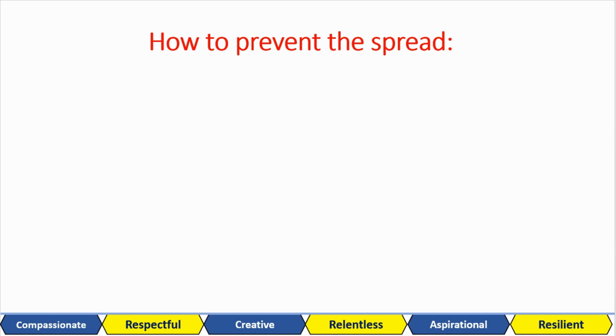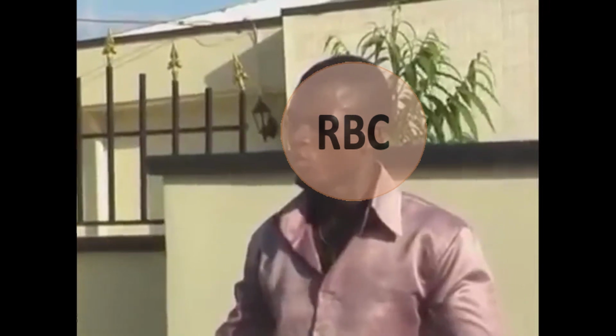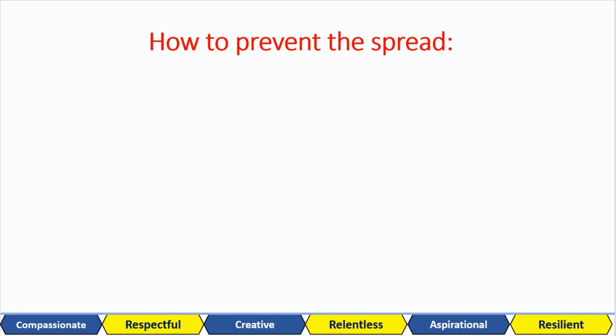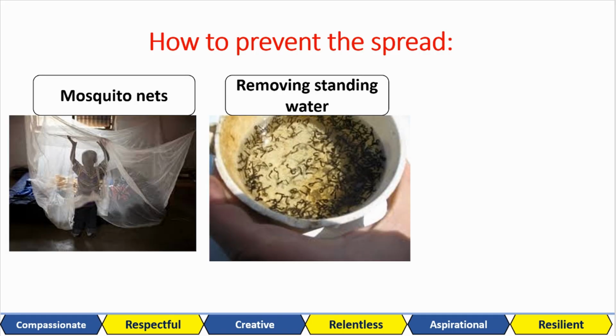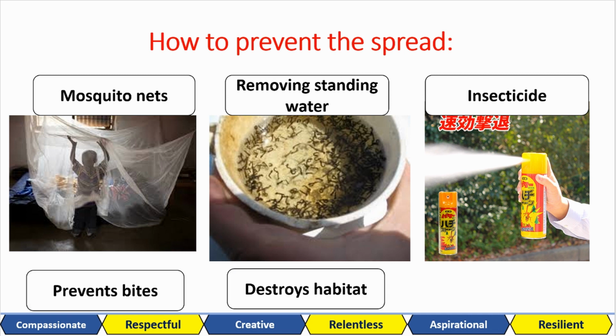Now let's look at how to prevent the spread of malaria. We can use mosquito nets, removing standing water, and also invest in insecticides. There's that side again. The nets prevent bites. The standing water is needed for mosquitoes to have their offspring, so removing it destroys the habitat, and also insecticides obviously kill the mosquito, and so the protist cannot infect us.